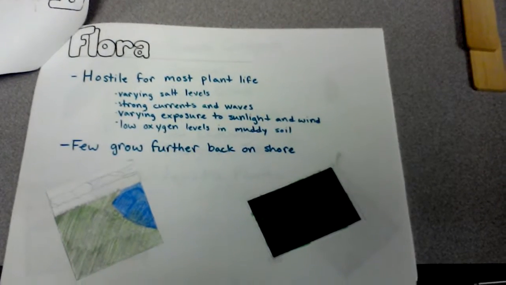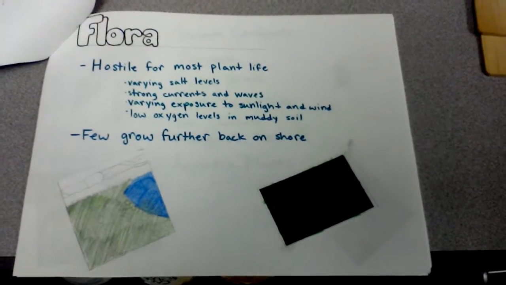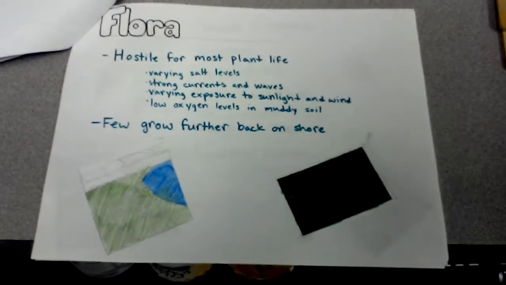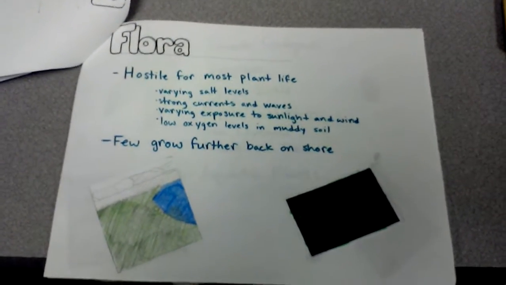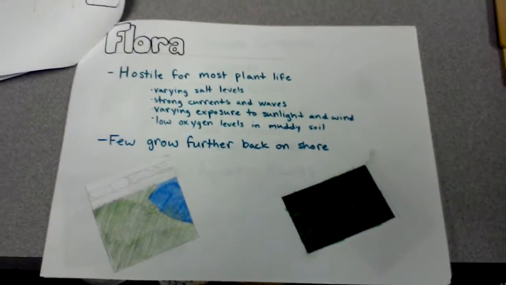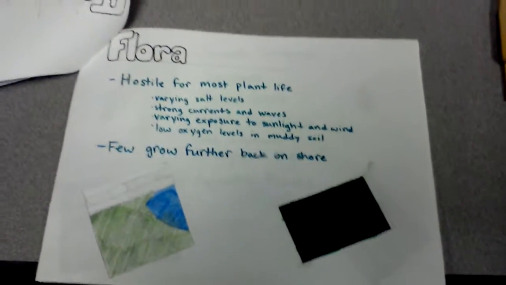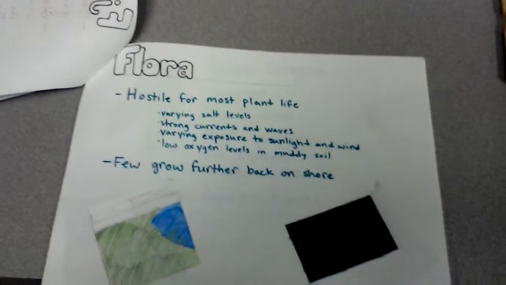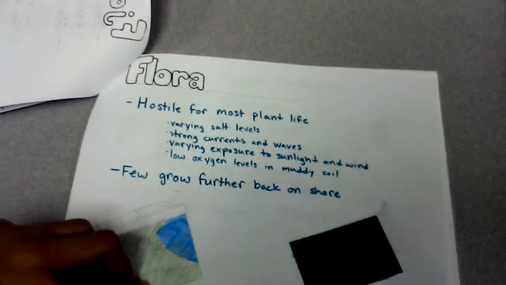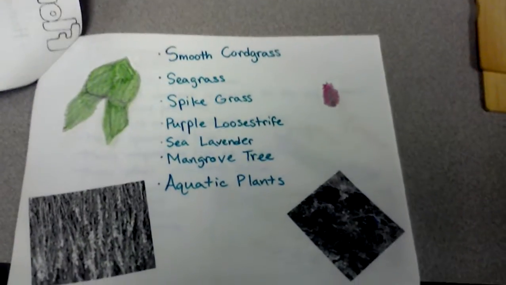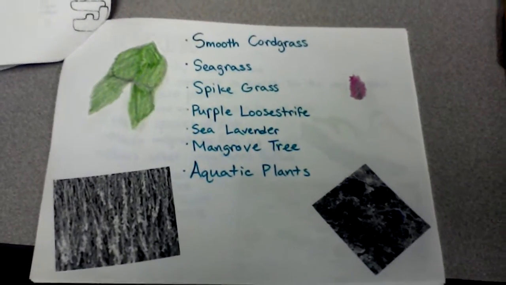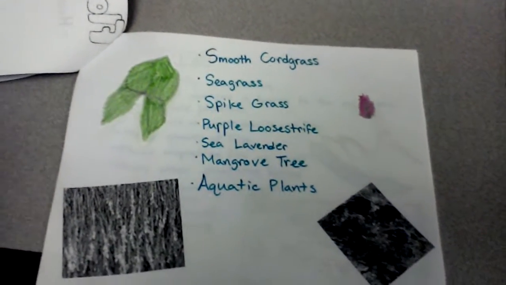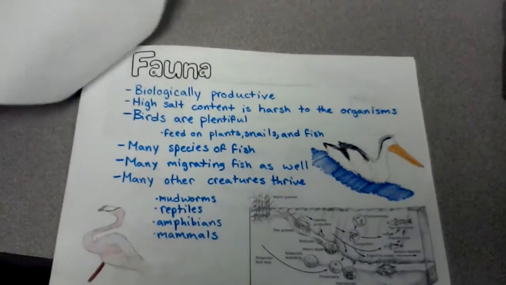Flora. The estuary is hostile for most plant life. It has varying salt levels, strong currents and waves, varying exposure to sunlight and wind, and low oxygen levels in muddy soil. Few grow further back on shore, though. Here are some examples: smooth cordgrass, seagrass, spikegrass, purple loosestrife, sea lavender, mangrove tree, and aquatic plants.